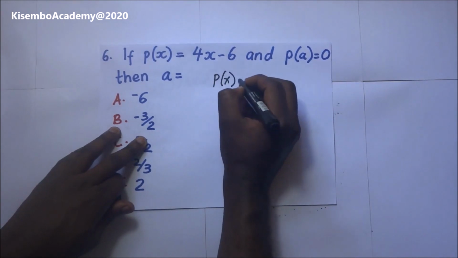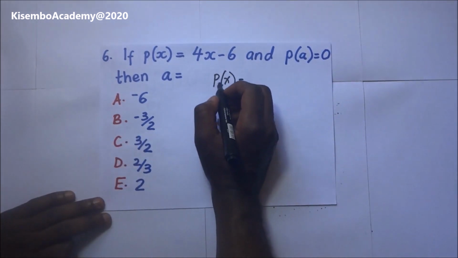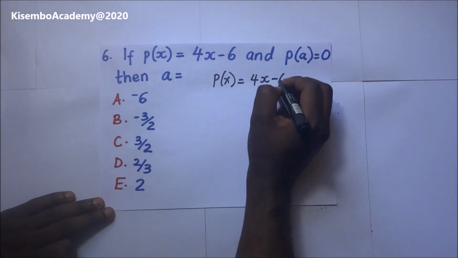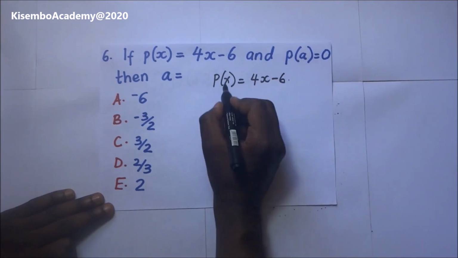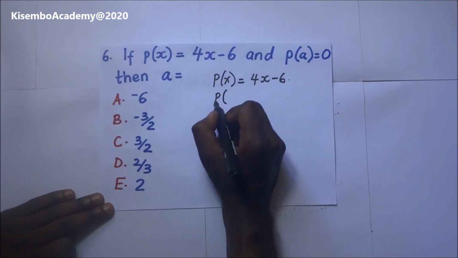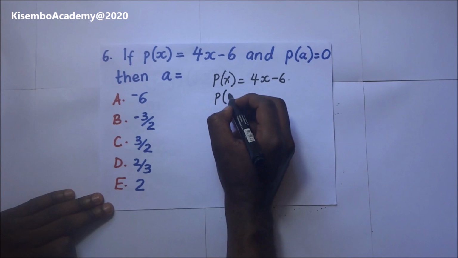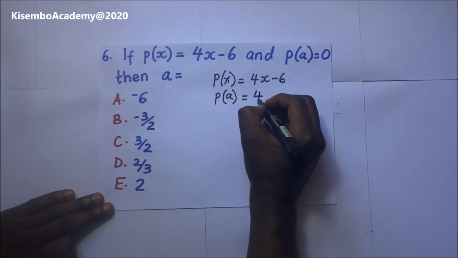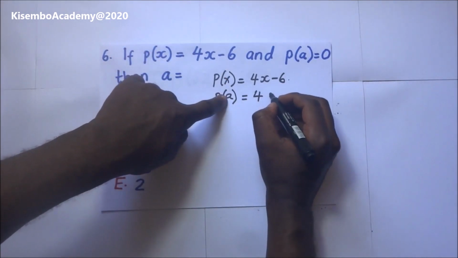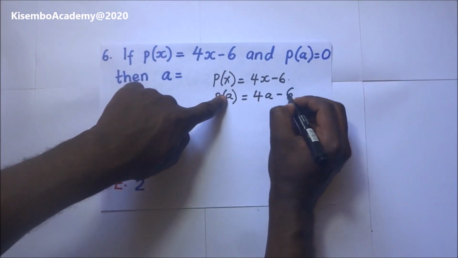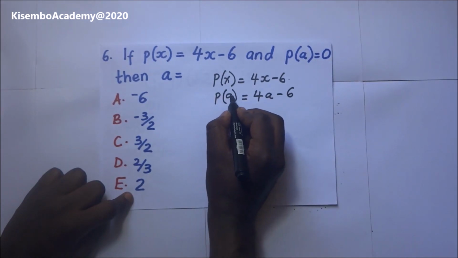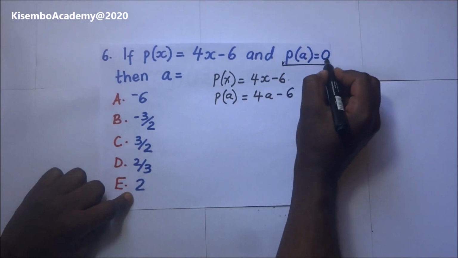P of x, the function p where x is the input variable, is given by 4x minus 6. So when the value of x is a, we put a where there is x, and it becomes 4a minus 6. Of course, p of a is equal to 0.